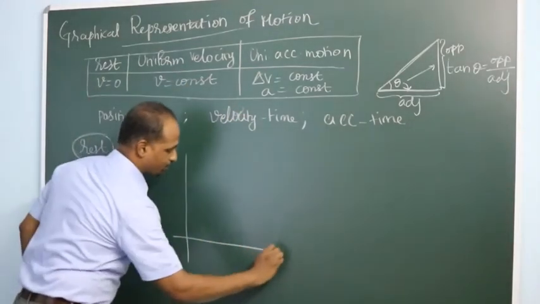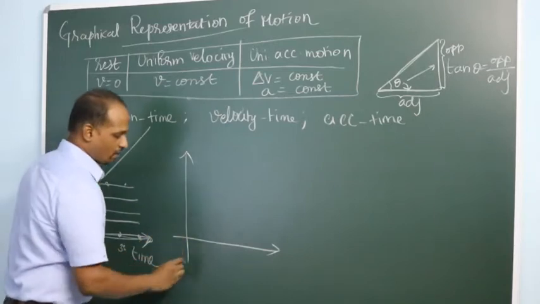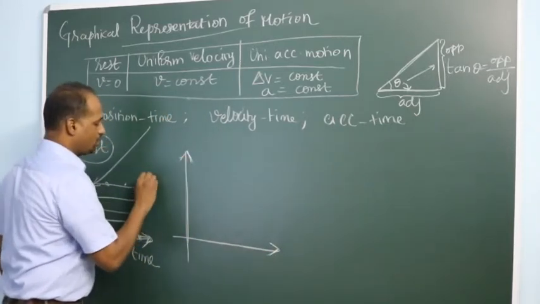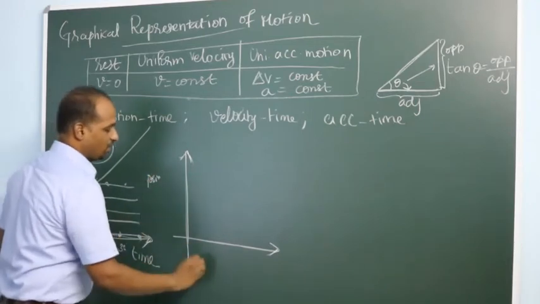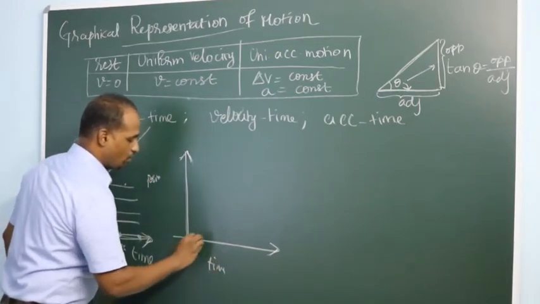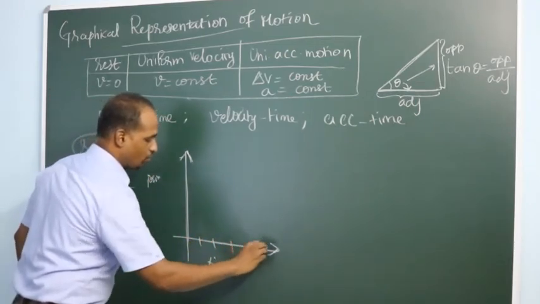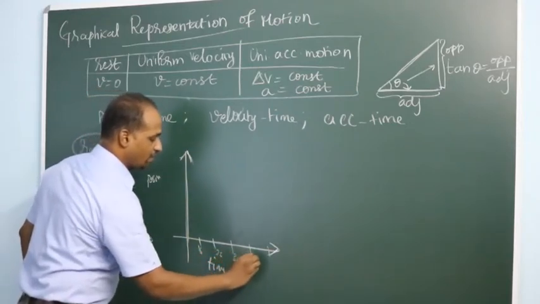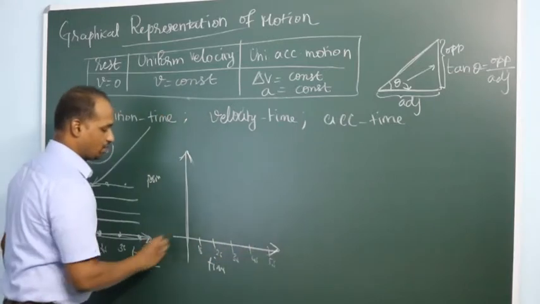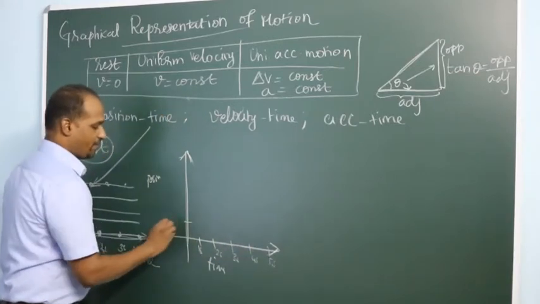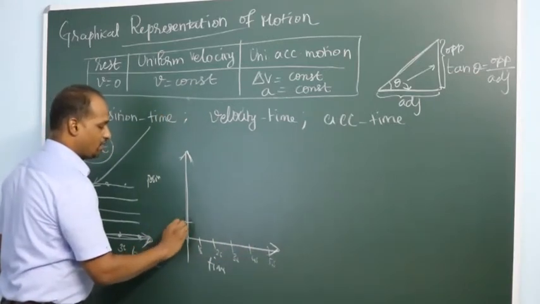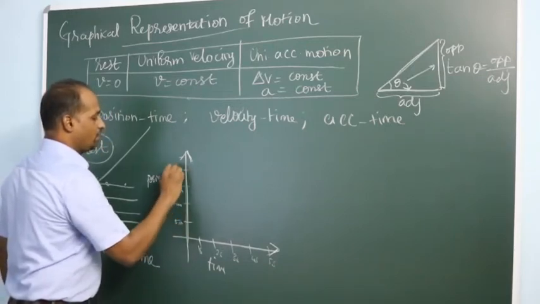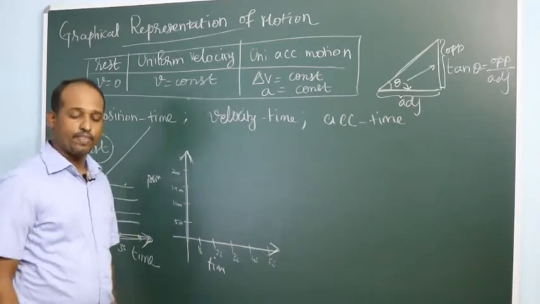You take x-axis time, y-axis position. So this is position, this is time, 1, 2, 3, 4, 5, and 1 second, 2 second, 3 second, 4 second, 5 seconds, and so on. This is for our convenience. I'll take 5 meters, 10 meters, 15 meters, 20 meters, etc.